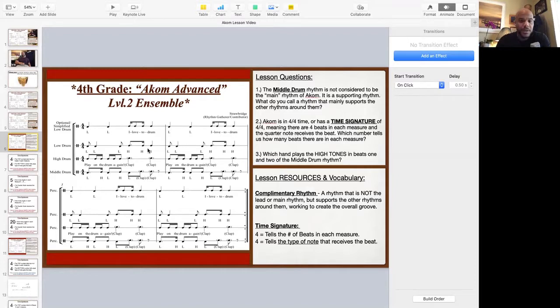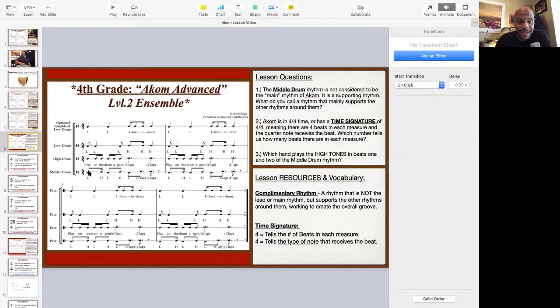3, 4. Count with me. 1, 2, 3, 4. Again, 1, that's 1 beat. 2, that's another beat. 3, 4. Count last. 1, 2, 3, 4. How many beats are there in each measure? Actually, of all the rhythms of Akom? Very easy. We counted 4 beats.